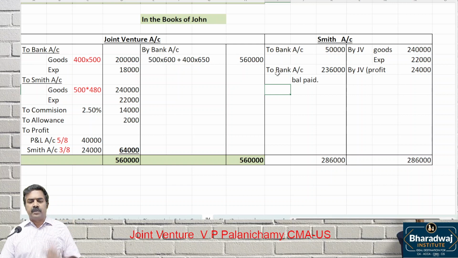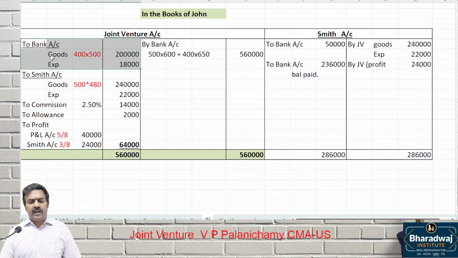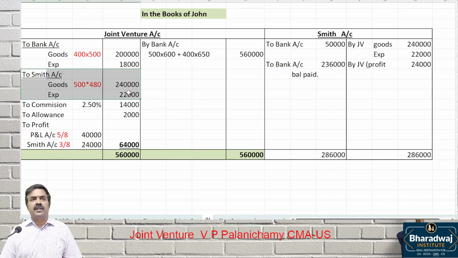Once again, I repeat from the beginning, pay attention. Joint venture account debit to bank account. Whatever we give, how will we record? Goods and expenses, joint venture account debit to which account? Bank account. For the other party supplying, what is the entry? Joint venture account debit to Smith account, 2,40,000 and 22,000, that will be recorded here.